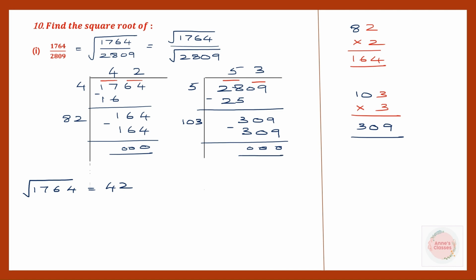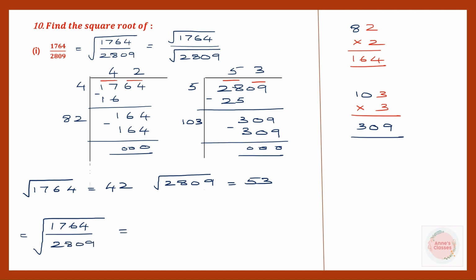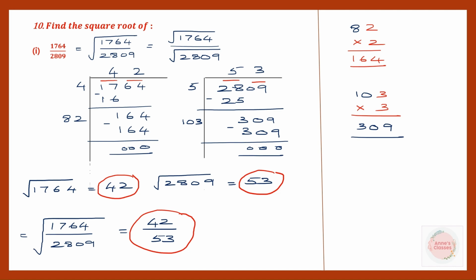So now we have found the square root of the denominator also, and that is 2809. The square root is 53. So now, according to the question, the square root of 1764 by 2809 will be, we found out for 1764 it's 42. So let's write 42 by 2809's square root, which is 53. So what is our final answer? 42 by 53 is our final answer.